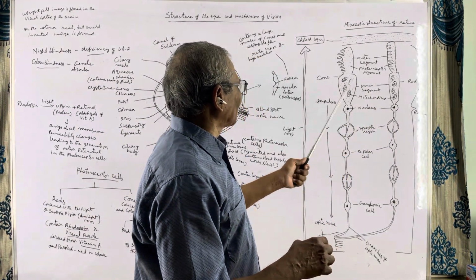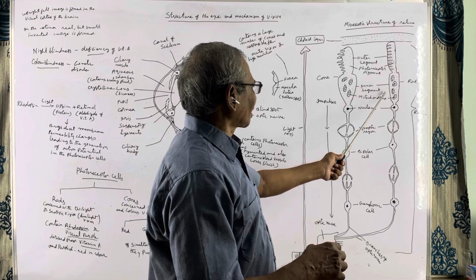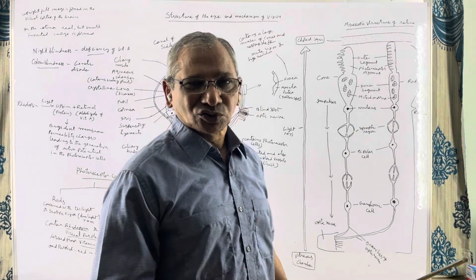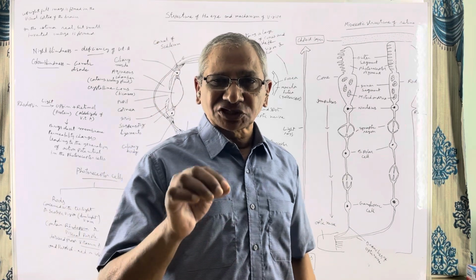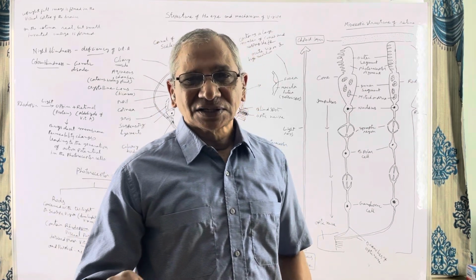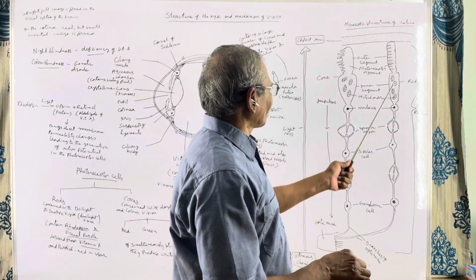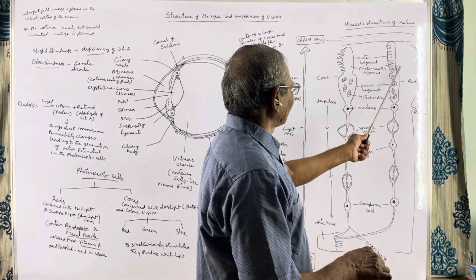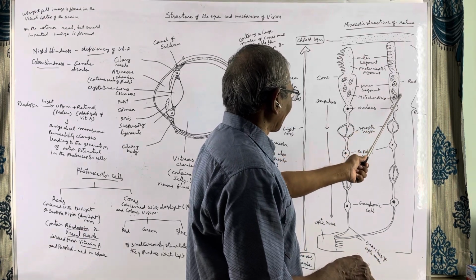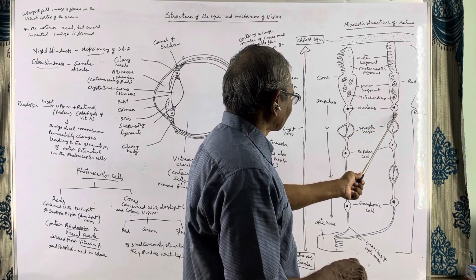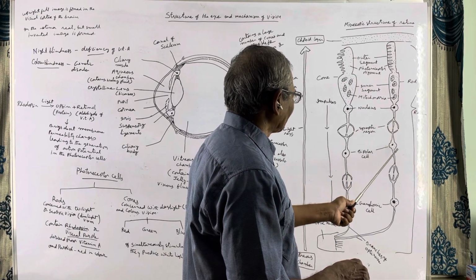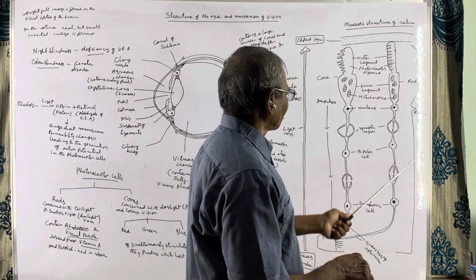In the cones, different pigments are there. In the rods, rhodopsin is there. So once the action potential is generated, you know that it will not remain stationary. It travels throughout the length of the neuron. So action potential generated here travels all along the length of the axon. This is the axon, and they reach the synaptic junction present between bipolar cell and the rod.